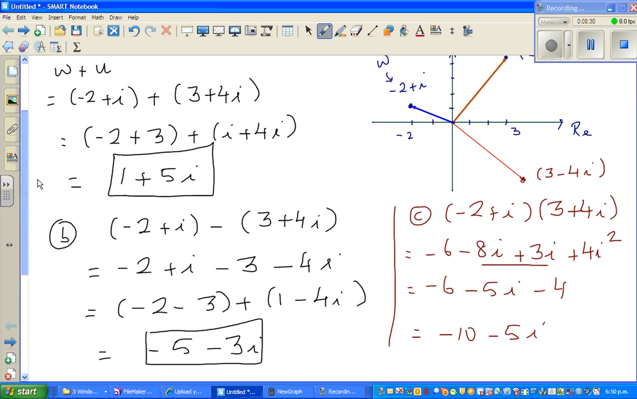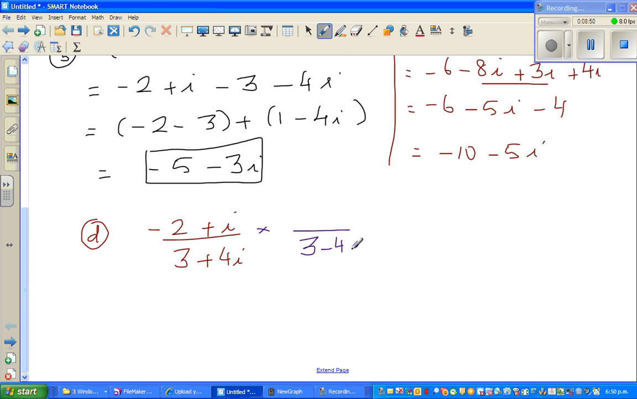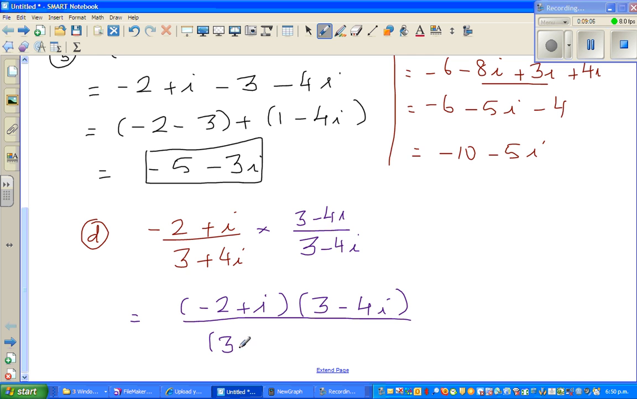Are we doing something wrong here? No. W is minus 2 plus i. Yeah, we are doing W divided by Z. Yeah, that's fine. Okay. 3 minus 4i and 3 minus 4i. So basically we're multiplying by 1. So expanding this, this is minus 2 plus i times 3 minus 4i over 3 plus 4i times 3 minus 4i.